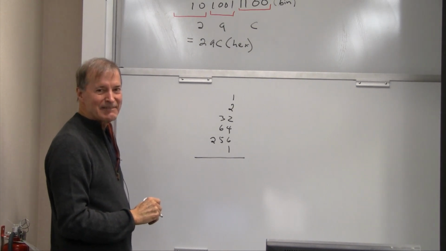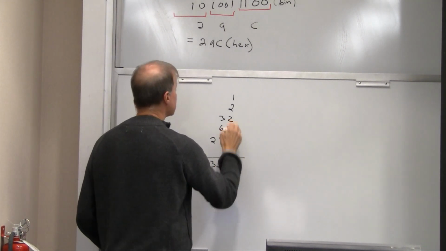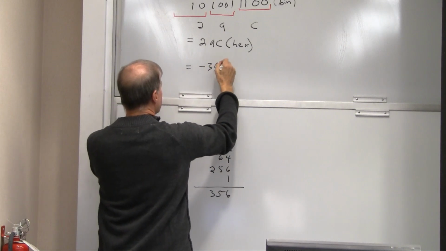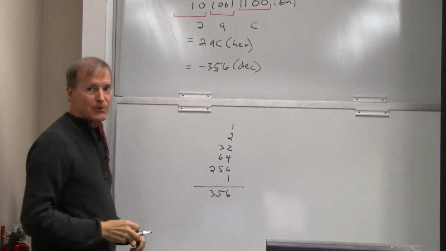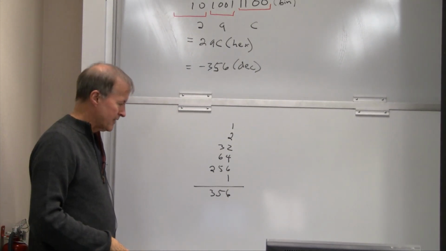356. Say it again? 356. So this number would equal negative 356 decimal if it were interpreted as a signed quantity. Yeah, I think we'll just leave our example at that.